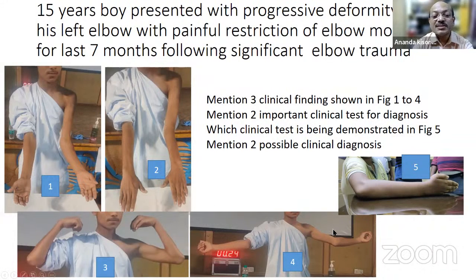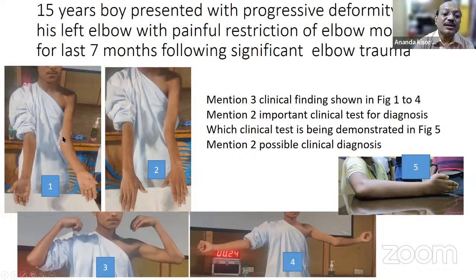It may be considered as a stiff elbow. See, the flexion is also terminally restricted, and the extension also. So the terminal extension is restricted, terminal flexion is restricted, and also see the full supination. Full supination is not possible here. So you can tell these three clinical findings.